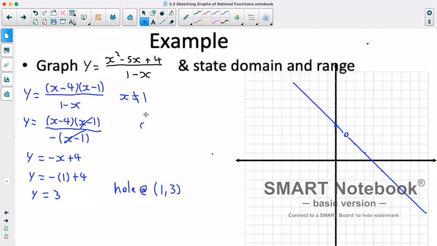So our domain for this would be x is all real numbers, with the exception that x cannot equal 1. Our range would be y is all real numbers, with the exception that y is not 3.